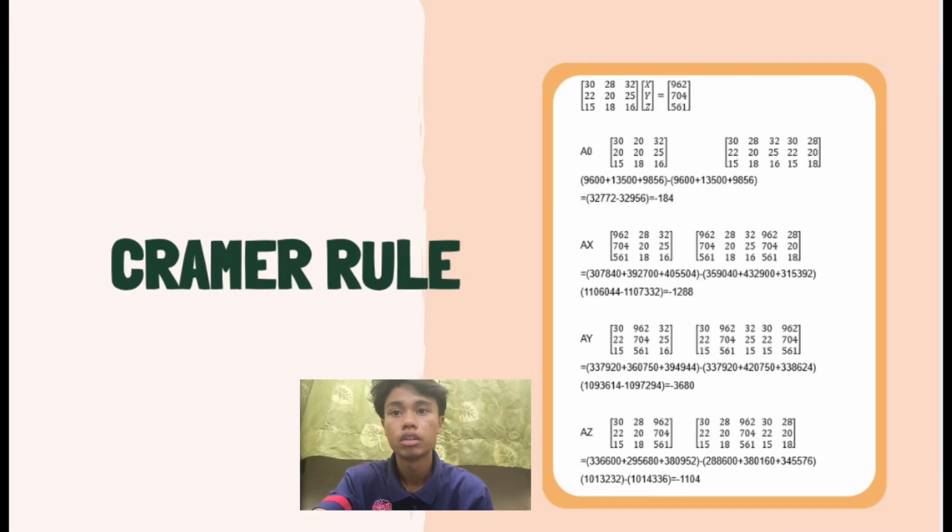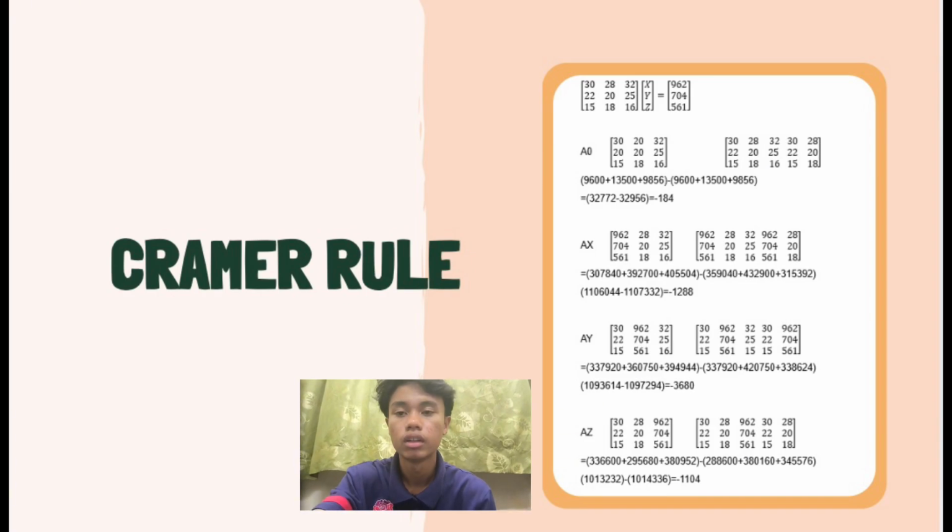Now let's dive into the calculation using Cramer's rule. We will determine the values of X, Y and Z step by step by computing determinants. As we know, a system of linear equations can be written in matrix form as Ax equal to B, where A is the coefficient matrix, X is the variable matrix and B is the constant matrix. In our case, we have 30, 28, 32, 22, 20, 25, 15, 18, 16 is equal to X, Y and Z.